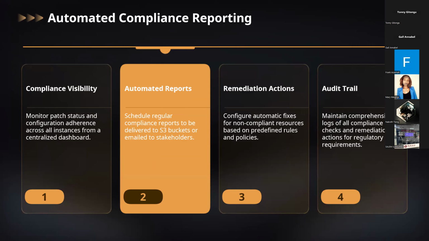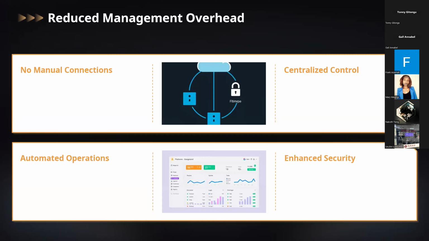Automated compliance reporting. Compliance visibility: monitor patch status and configuration adherence of all instances from a centralized dashboard, as we said. Automated reports: schedule regular compliance reports to be delivered to S3 or email to stakeholders. Remediation actions: it configures automatic fixes for non-compliance based on predefined rules and policies. Audit trail, as we covered it now.